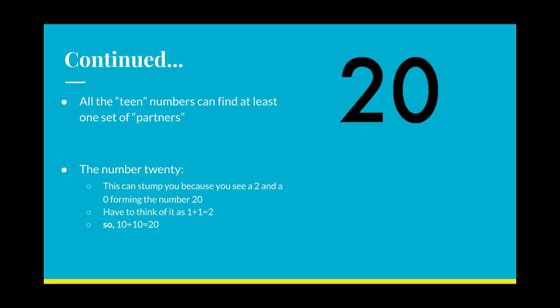but 20 can get people stumped sometimes. You see a 2 and you don't see a 10, so all the other numbers were a lot easier. But if you think of it as just two 10s, there you go. There's your set, 10 and 10, which equals 20. So you have to see that 1 plus 1 equals 2, so that two 10s equal 20.